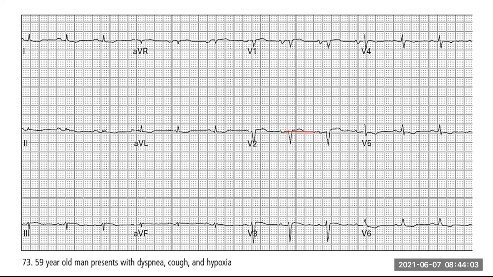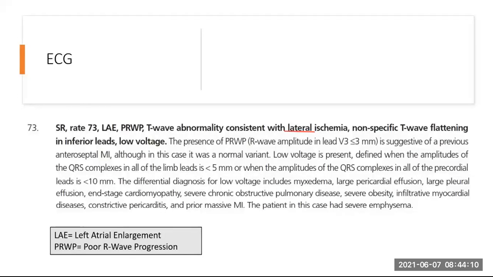Now let's have a look at the answer. So we got quite a bit. I have no idea whether we're right or not. I did this a long time ago. I can't remember the answer. I'm hoping we're right. Okay, so let's have a look. So we've got a sinus rhythm, rate of 73. We are more or less okay. Left atrial enlargement. Okay. Poor R wave progression, T wave abnormality consistent with lateral ischemia, non-specific T wave flattening in inferior leads and low voltage. Okay. So LAE is equal to left atrial enlargement.